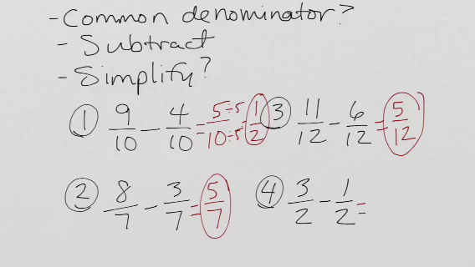And number 4, 3/12 minus 1/12. 3 minus 1 is 2. My denominator would remain 12. 12 over 12, that is 1 whole. So that's how we would rename that.